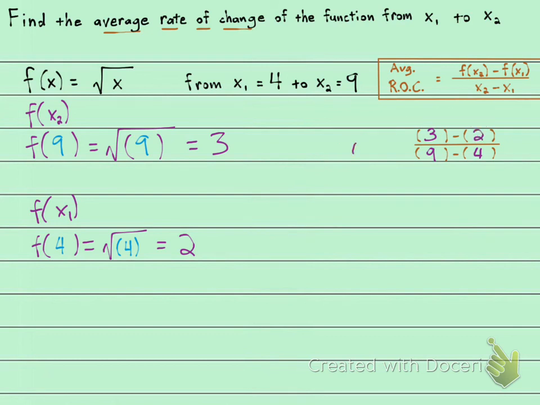So the average rate of change is going to be 3 minus 2, which is 1, over 9 minus 4, which is 5. All right, the average rate of change between this spot and this spot is 1/5. You can think of that like the slope.